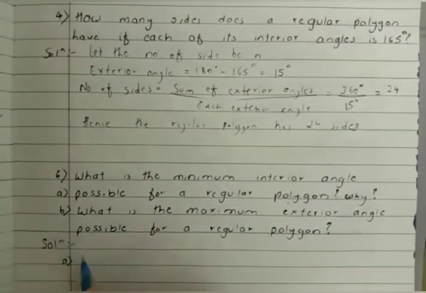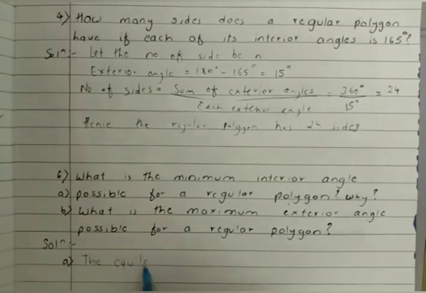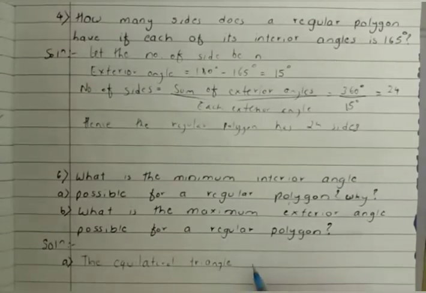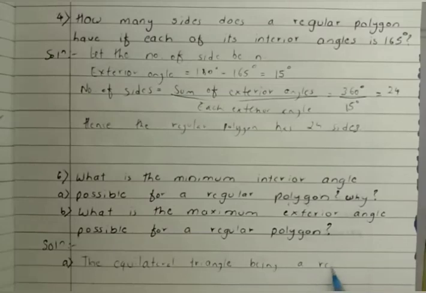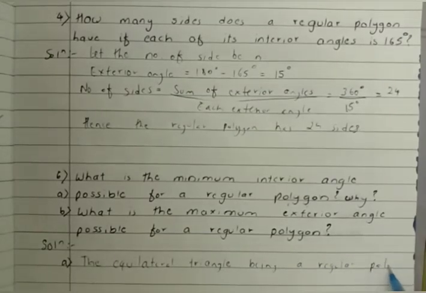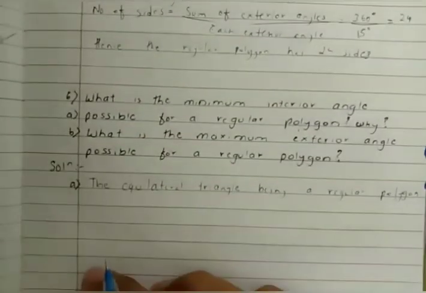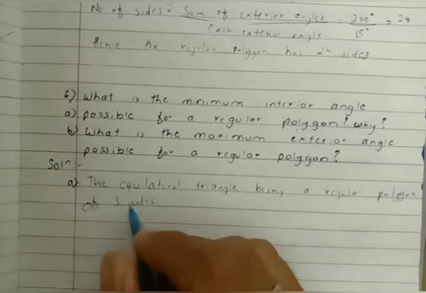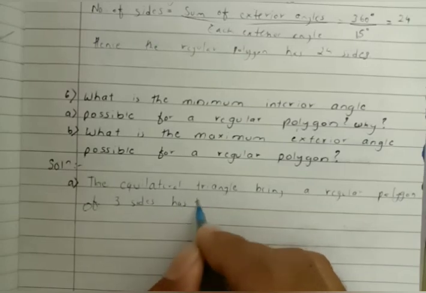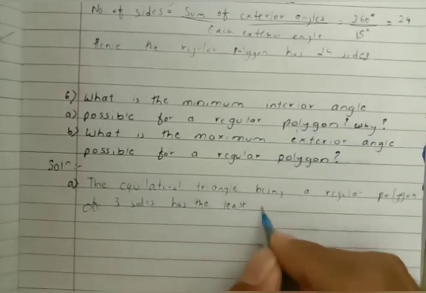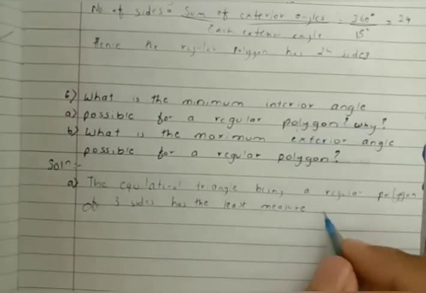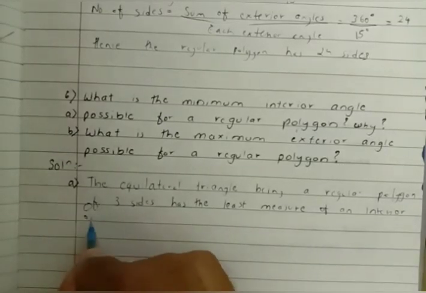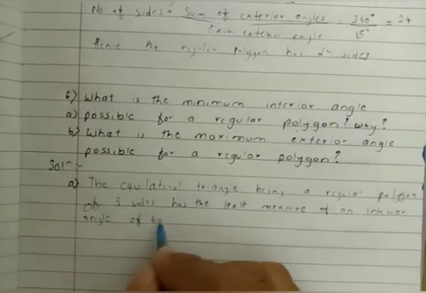The equilateral triangle, being a regular polygon of three sides, has the least measure of an interior angle of 60 degrees.